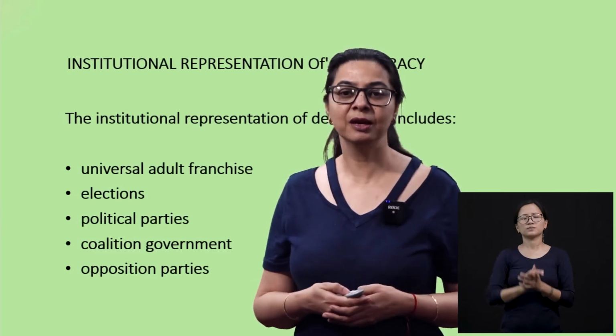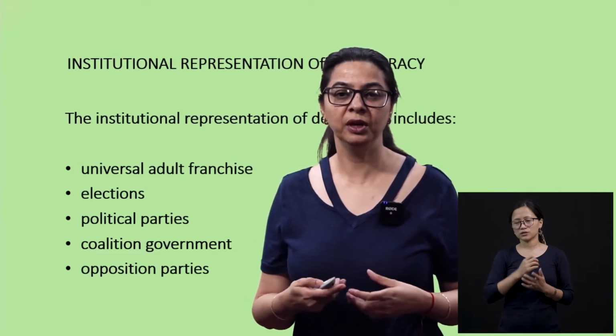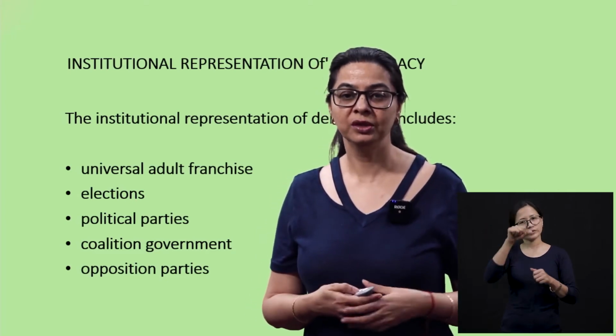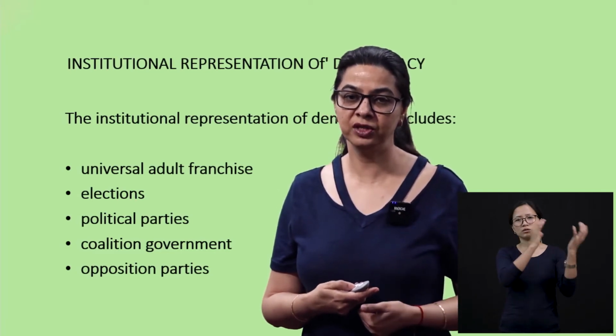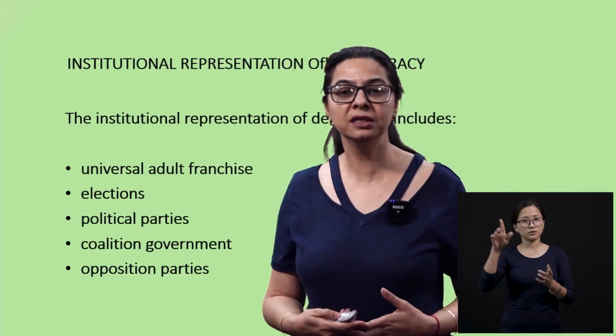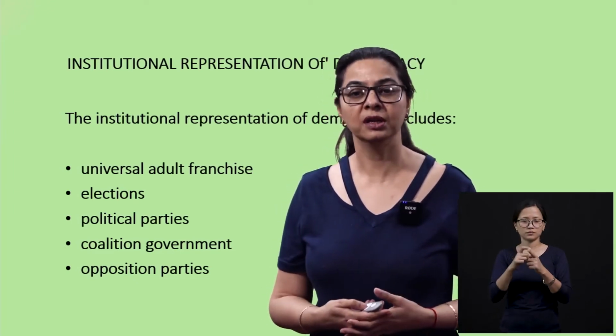If I take the example of India, all Indians above the age of 18, whether male or female, can vote. That is called universal adult franchise. So if you have a voting right, this is an institution and it represents a democratic country.